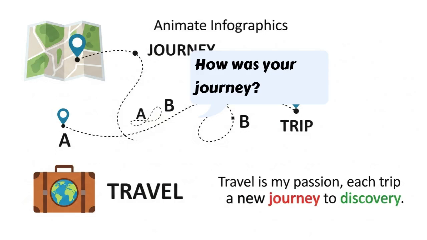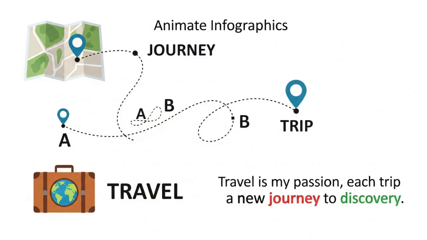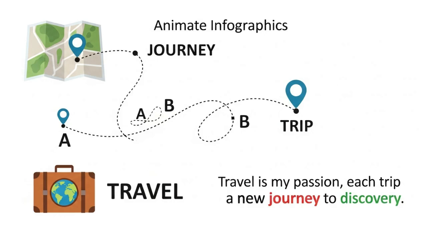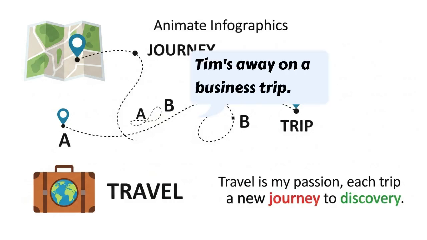A trip is when you go somewhere and then return, usually staying for a short amount of time. For example, I've just been on a trip to Rome. We can often talk about going on a day trip, a business trip, a camping trip, or a shopping trip. For example, Tim's away on a business trip.